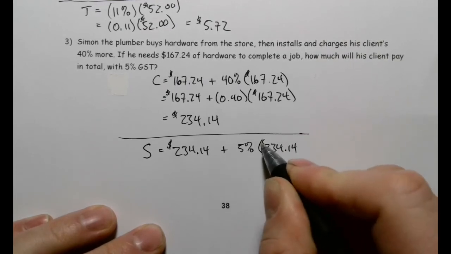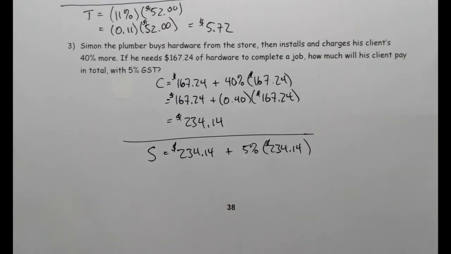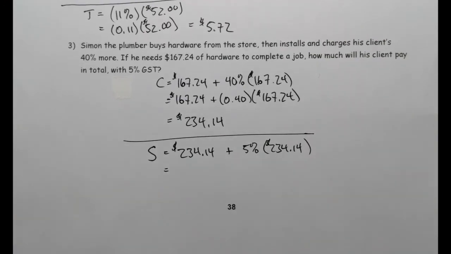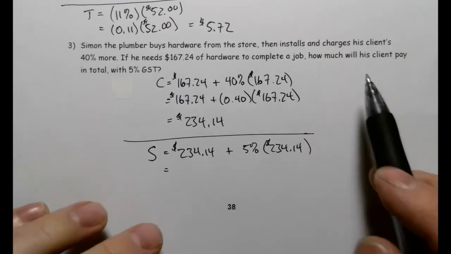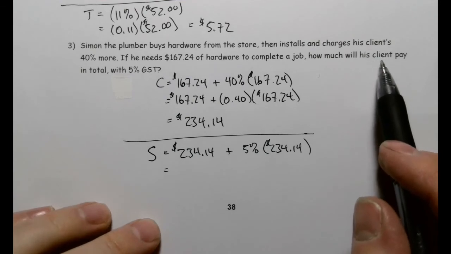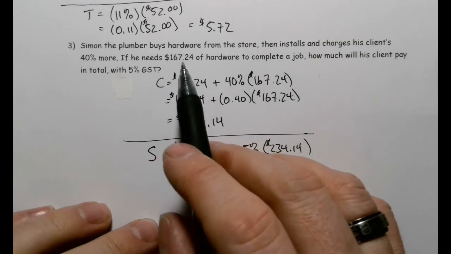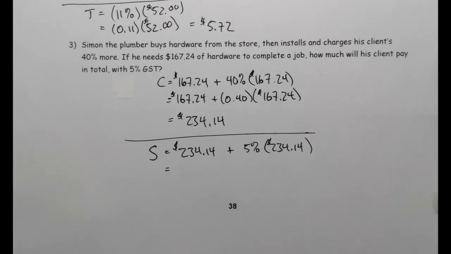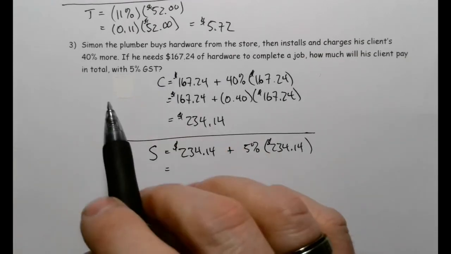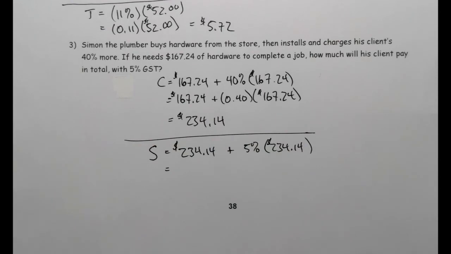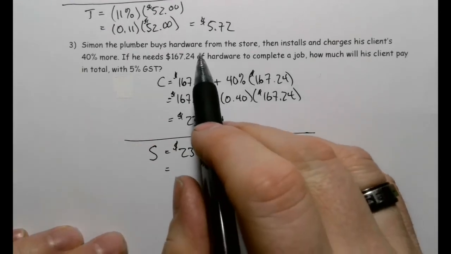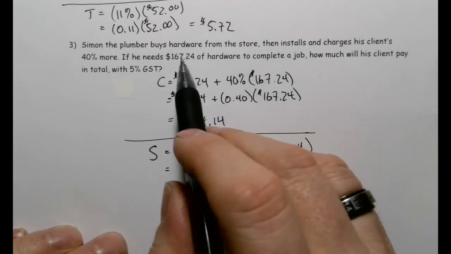But in this case right here, $234.14 plus $234.14 times 0.05. We're going to convert that to that decimal there, 0.05. And we get $245.85.